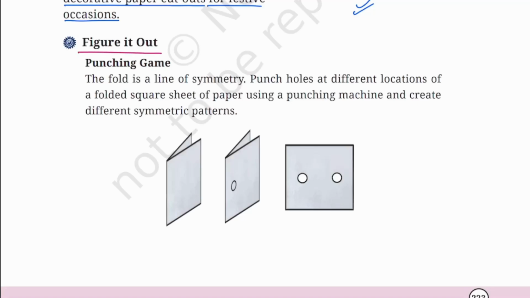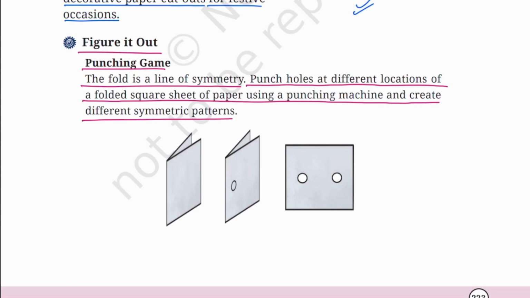Figure it out. Punching game. The fold is a line of symmetry. Punch holes at different locations of a folded square sheet of paper using a punching machine and create different symmetric patterns like this. First you have to fold the paper, then you have to punch it and then unfold it. This will be the line of symmetry. That is, the line of fold will be the line of symmetry.